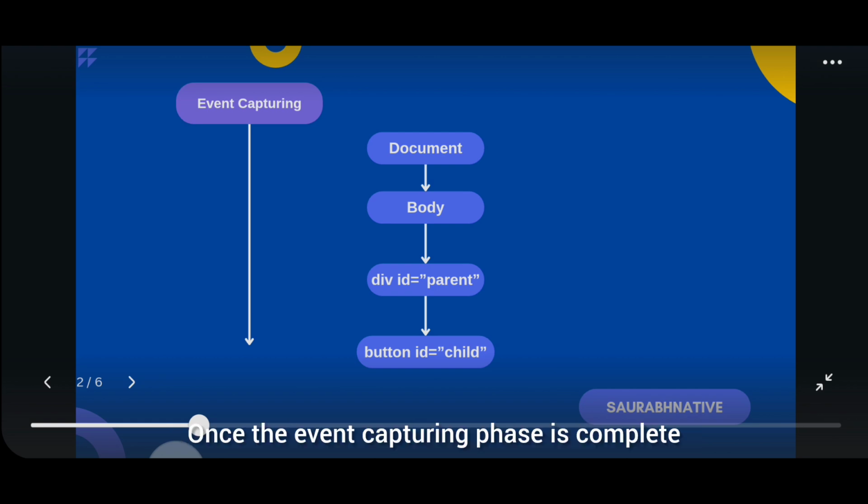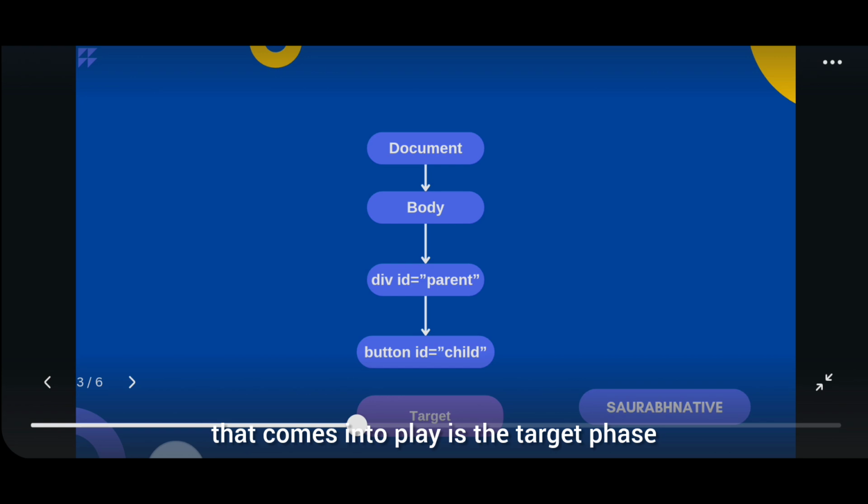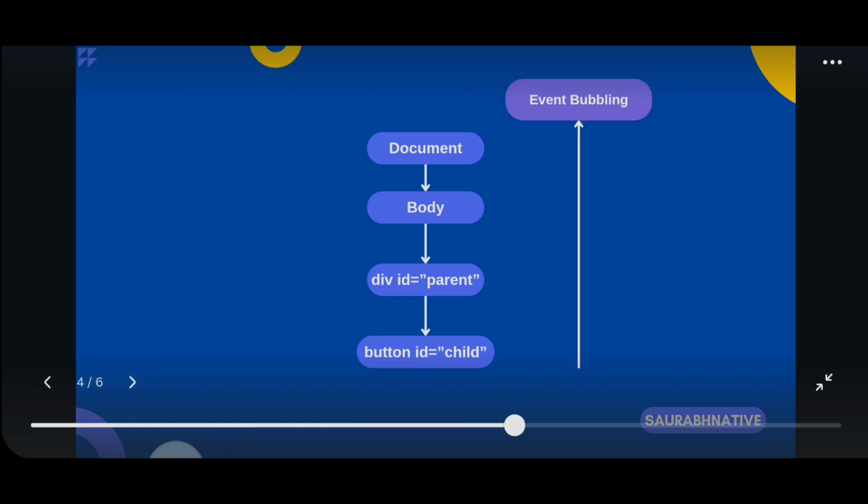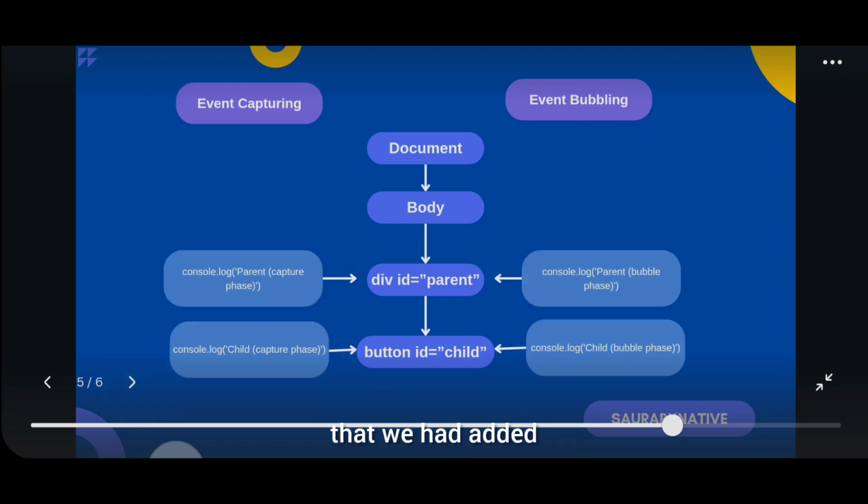Once the event capturing phase is complete, the second phase that comes into play is the target phase, where all the event listeners on the target element are executed. Once the target phase is completed, the event bubbling phase goes from the bottommost child to the parent, trickling upwards. So event capturing is downwards, target is on the child, and event bubbling is in the upwards direction from child to topmost parent.